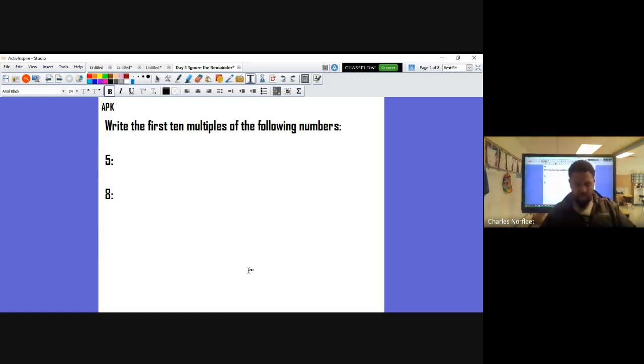So for those of you that are coming in now, we are writing the first 10 multiples of the number 5 and the number 8. We have about 1 minute and 20 seconds left. We're writing the first 10 multiples of the number 5 and the number 8.